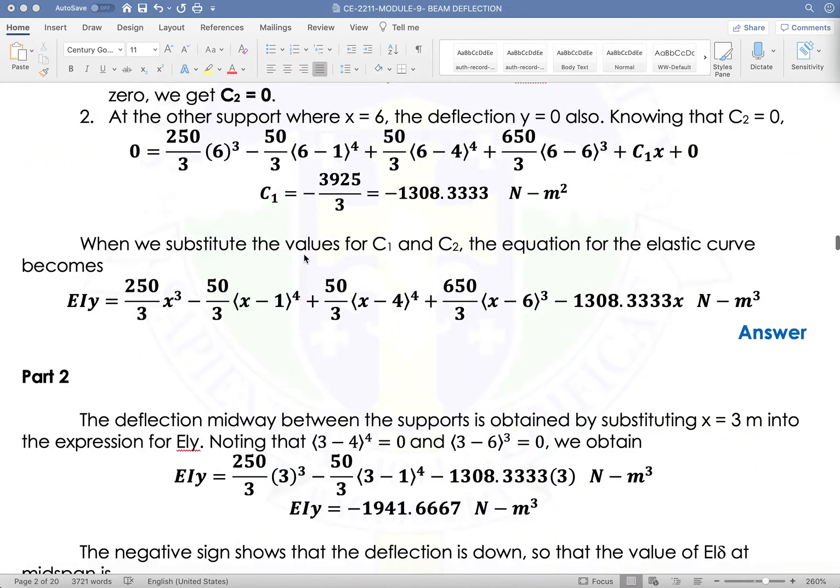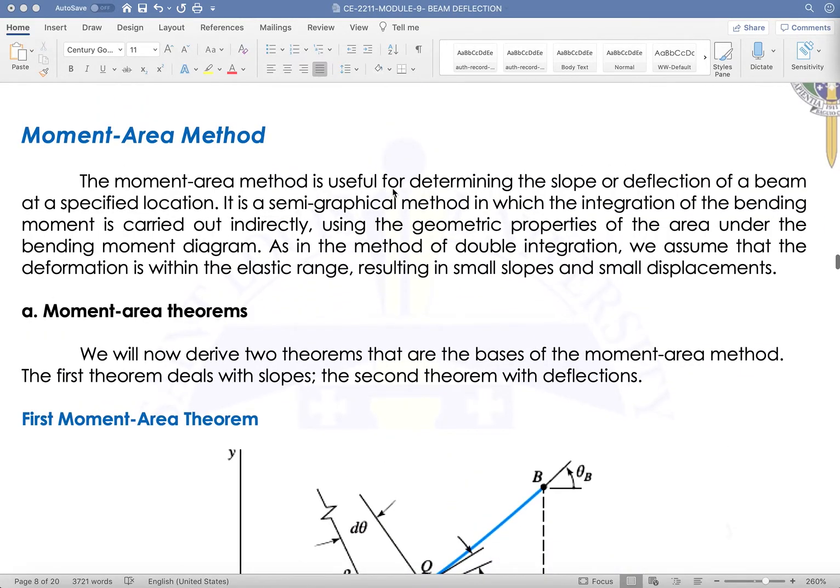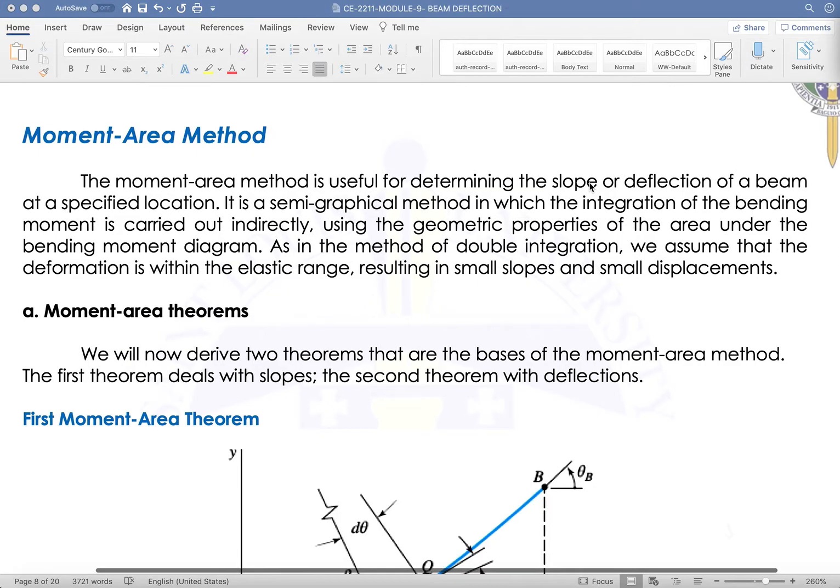So for the moment area method, it is useful in determining the slope or deflection of a beam at a specified location. We cannot derive an equation here. Rather, if we are pinpointed on a certain location, then it's easy to determine the angle of deflection or the slope, or the deflection itself.